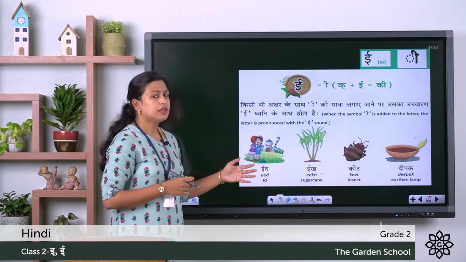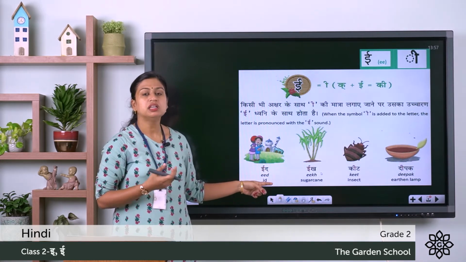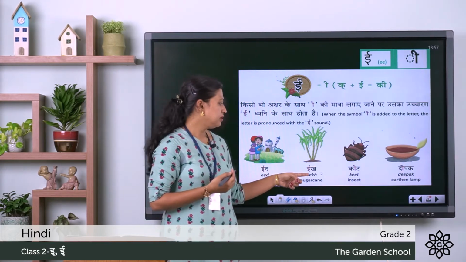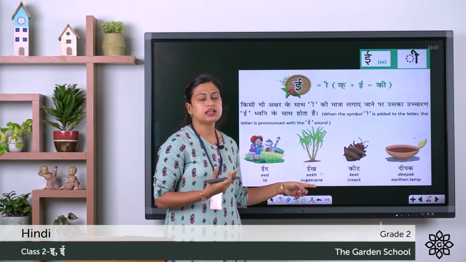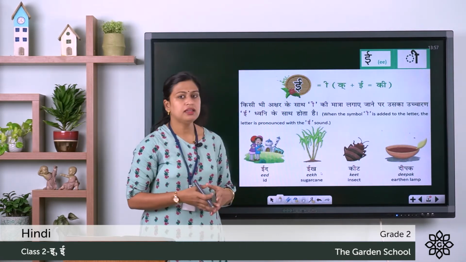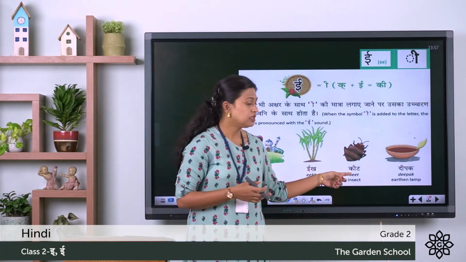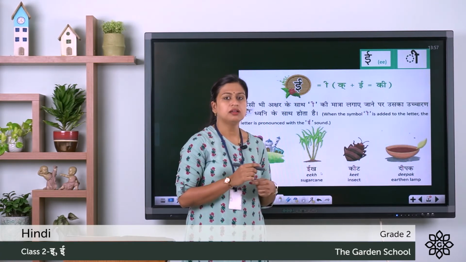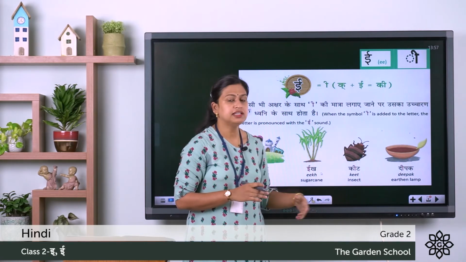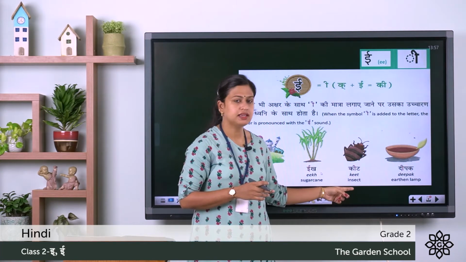Now here you can see a few words. These are the two words starting with E. E say Eid. E say Eek. Eek means sugarcane. Now here you can see the words with E ki matra. So the consonant Ka plus E symbol and plus the consonant Ta. The word is Keet. Keet means insect.